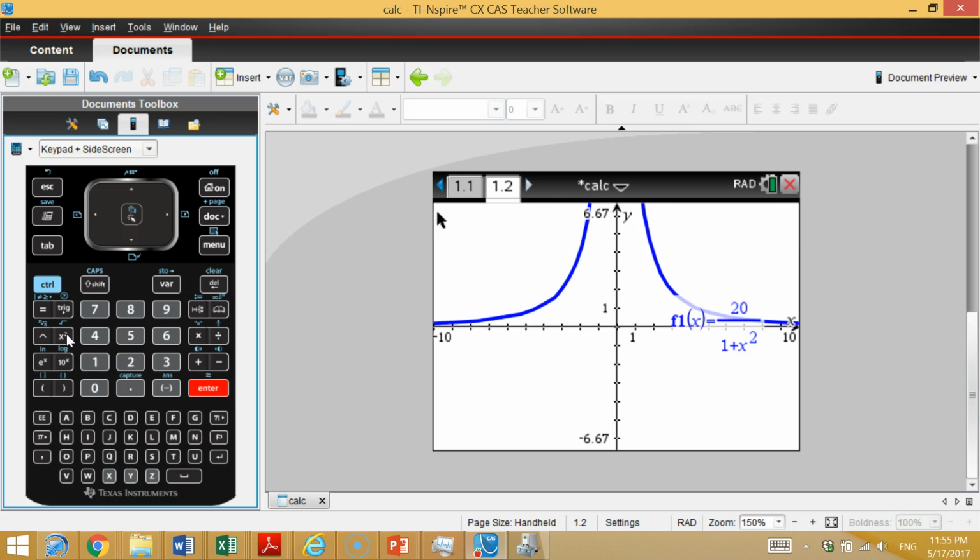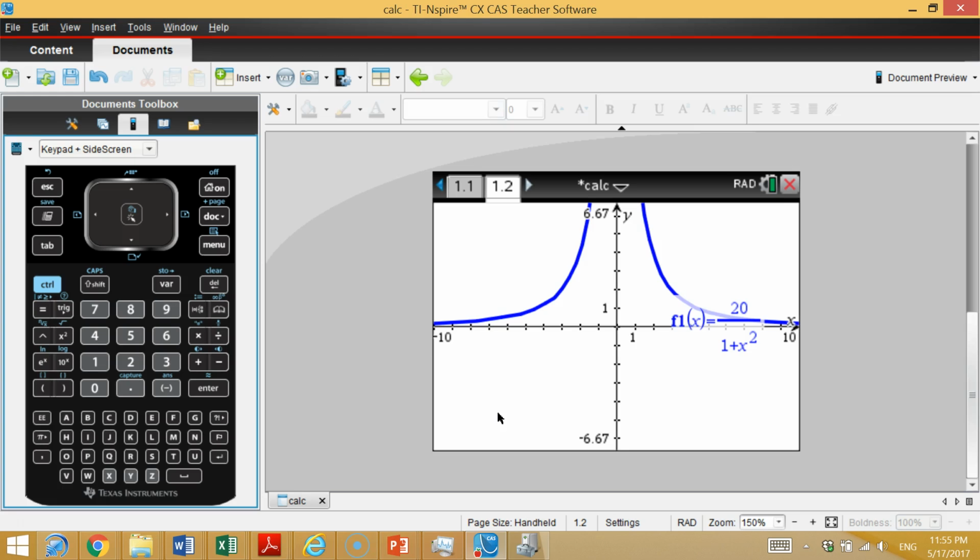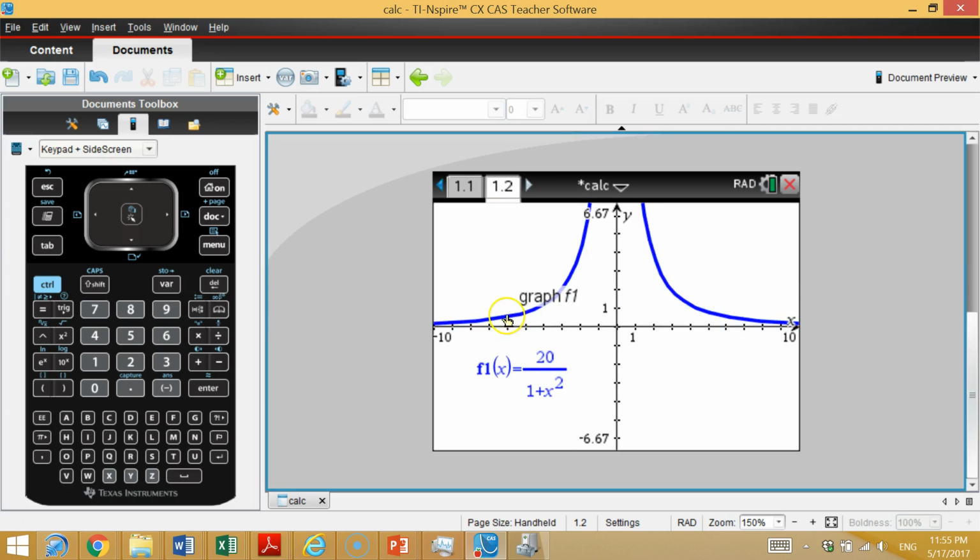Now when I graph that, take a look at this. I asked some very specific questions about this. What's the domain, and does it have zeros? I think sometimes we just blindly throw a function into our calculator without really thinking about it. This is a great example. If I look at this, what does it look like the domain of this function is, just by looking at the graph? It looks like we're okay to the left. It looks like we have a horizontal asymptote at y equals 0. To the right, it looks the same. But as it comes closer to 0, it looks like 0 might not be in the domain, right? It looks like we might have a vertical asymptote at 0.